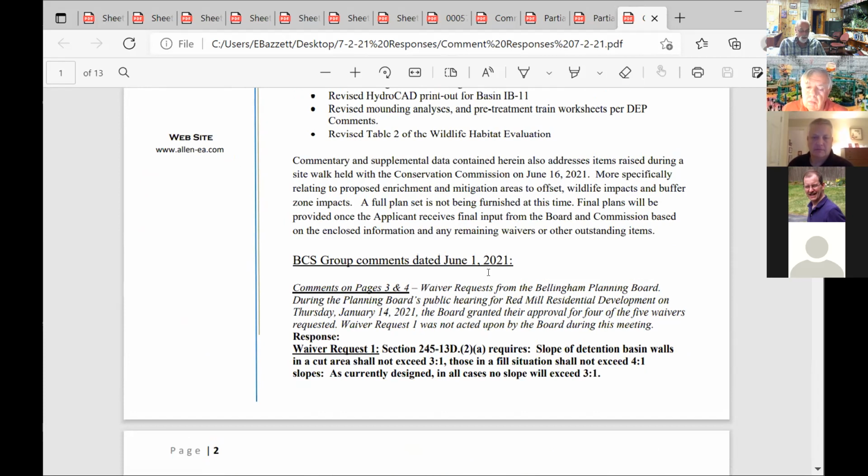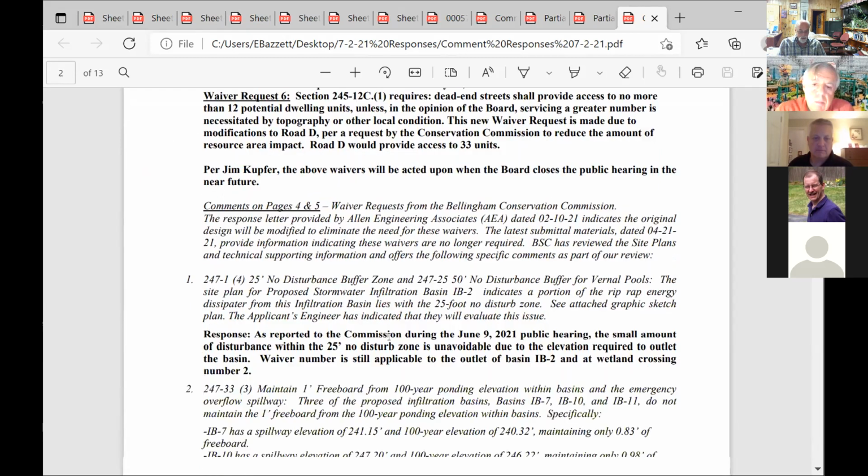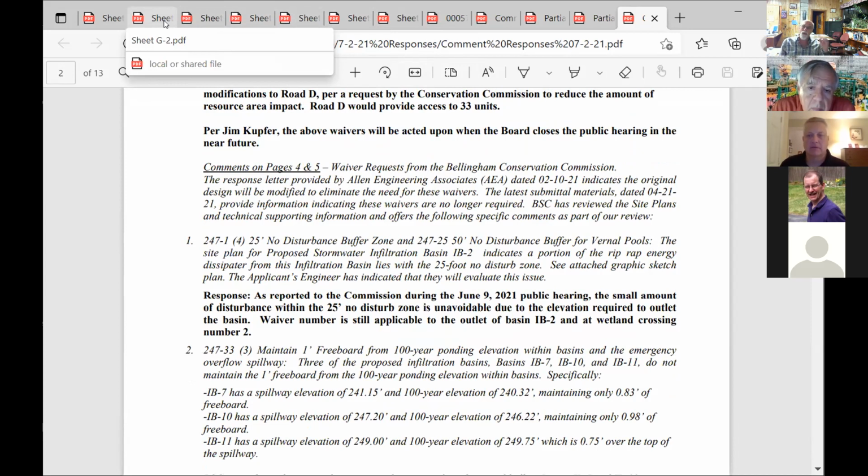If we go to page 2, this is one where we might have a little bit of confusion. This is the one Frank was just talking about, Basin 2, in the 25-foot no disturb zone. I know we talked about having to try to move that out of there. But what you're saying is that it's the elevation required for the outlet. Correct. Any chance you could pull that up for us?